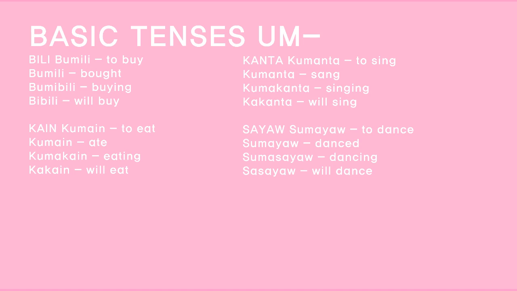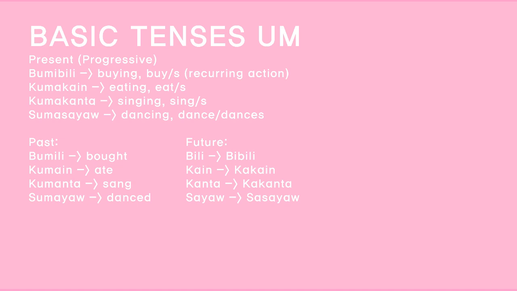Okay, so here are examples of the conjugation for words with the infix um. So, bili, bumili, bumibili, bibili. Kain, kumain, kumakain, kakain. Kanta, kumanta, kumakanta, kakanta. Sayaw, sumayaw, sumasayaw, sasayaw. Together, it's bumibili, kumakain, kumakanta, sumasayaw. That's present or progressive. Then there's past: bumili, kumain, kumanta, sumayaw. Future: bibili, kakain, kakanta, sasayaw.